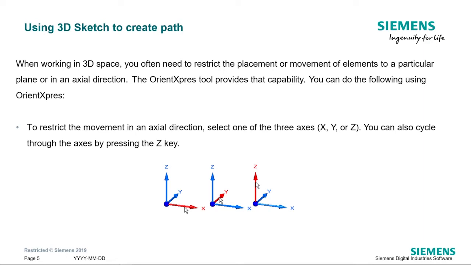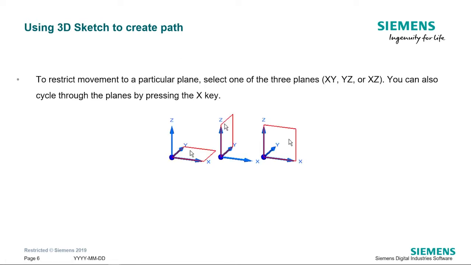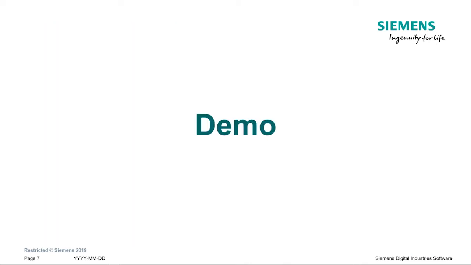There are two ways in which you can lock that axis. You can either select that specific axis with your mouse, or you can simply hit Z on the keyboard, which is going to lock the axis. Something similar can be done to lock a plane. To lock a plane, you simply hit X on the keyboard, or again you can select the specific plane with your mouse, and that helps you lock that plane or axis. So let's take a look at the live demonstration here.